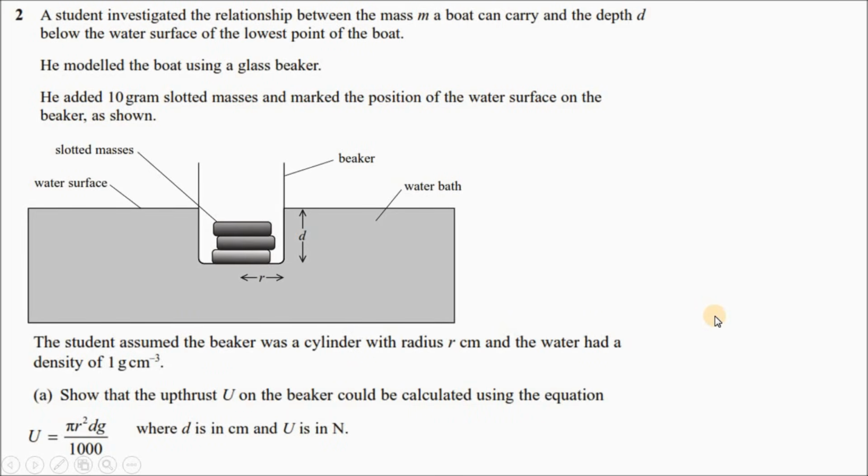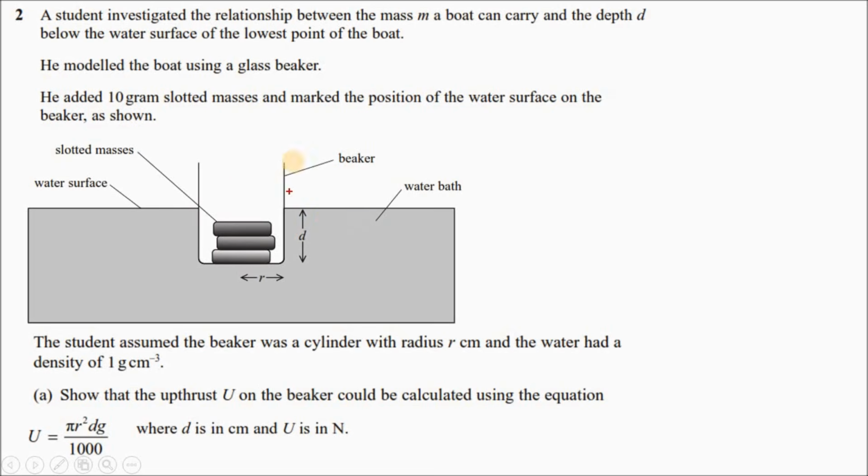Question number 2. A student investigated the relationship between the mass m a boat can carry and the depth d below the water surface of the lowest point of the boat. He modeled the boat using a glass beaker. He added 10 gram slotted masses and marked the position of the water surface on the beaker as shown.